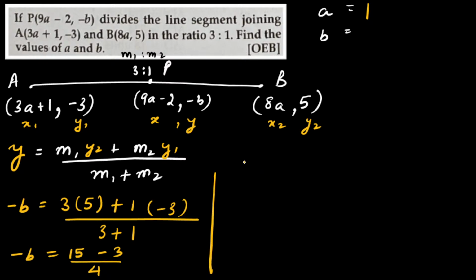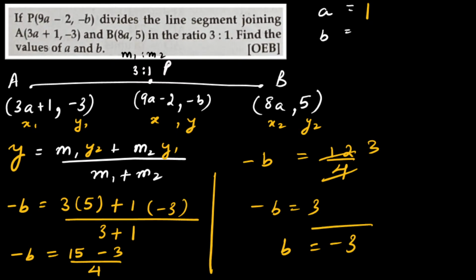So this is very simple. Minus b is equal to 15 minus 3 is 12, 12 by 4. If we do cancellation, minus b is equal to 3, or b is equal to minus 3. The minus sign we will shift to the other side. So b's value we got is minus 3. Good. Many of you have solved it: Likhita, Jayashri, Avani, Shreyasi and Anika. So a's value is 1, b's value is minus 3. Let's do the next question now.